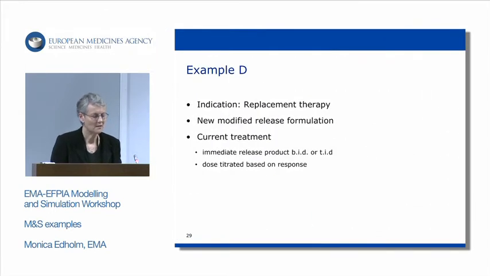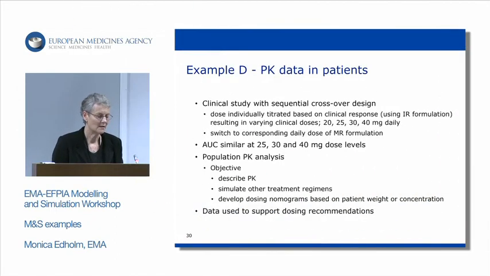The fourth example is a new modified release formulation, which was intended to be used in an indication for a replacement therapy where the current treatment is an immediate release product administered twice or thrice daily, and where the dose is titrated based on response. And the PK data available in patients here was from a clinical study with sequential crossover design. And the dose was individually titrated based on clinical response using the immediate release formulation. And this resulted in varying clinical doses between 20 and 40 milligrams daily.